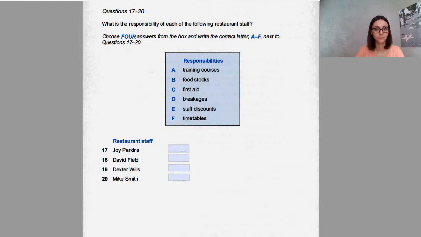Now, let me tell you about some of the people you need to know. So, as I said, I'm Joy Parkins, and I decide who does what during the day and how long they work for. I'll be trying to get you to work with as many different people in the kitchen as possible, so that you learn while you're on the job.